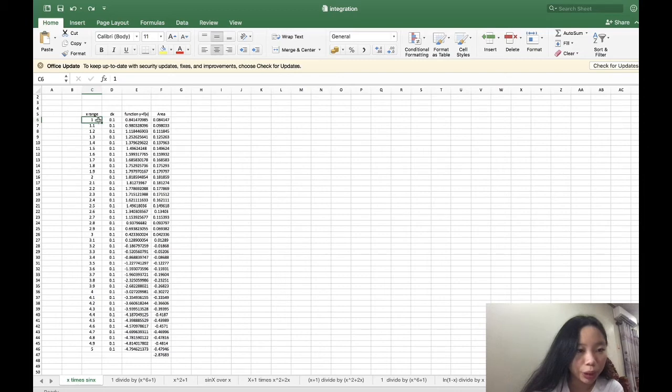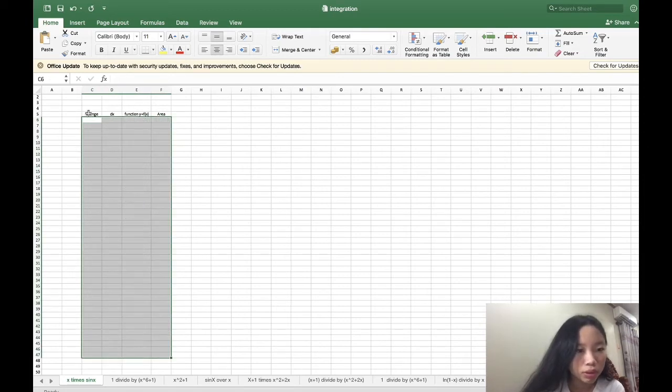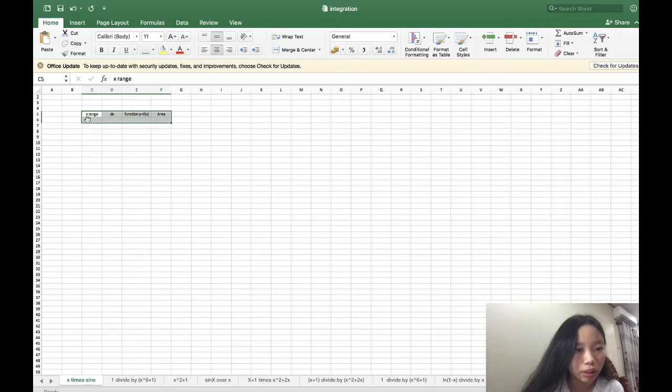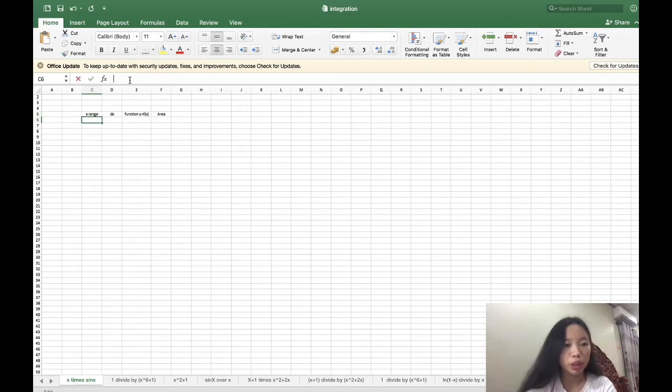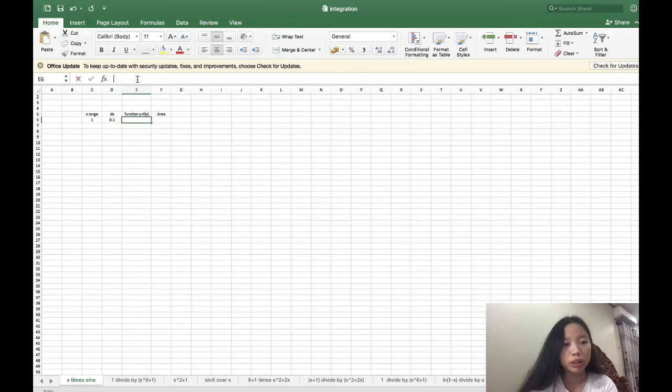So first, there should be only 4 main columns. These 4 main columns. Then now we start putting the numbers in. So range from 1 till 5. So start from 1. And then I want my dx to be 0.1. You can put any number here, but the less the better, the more accurate your answer is. And the function is the equation or the problem you have to solve, which is x times sin x.